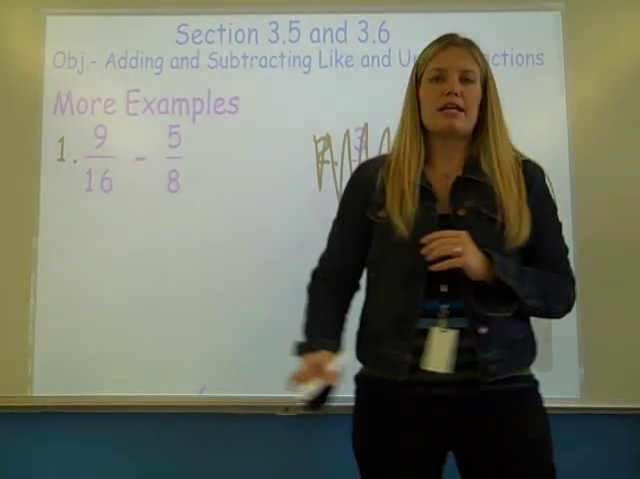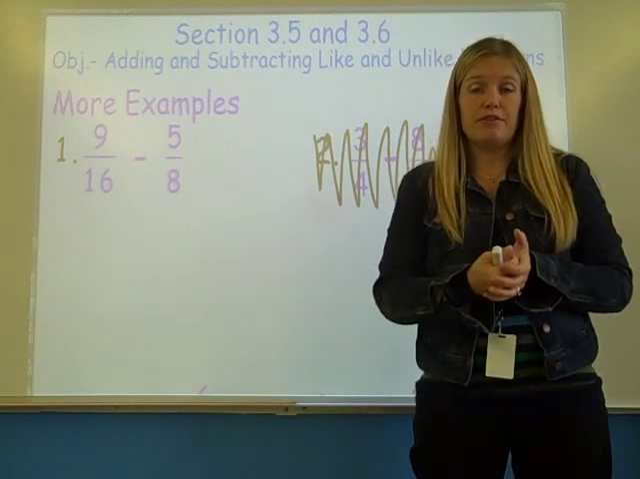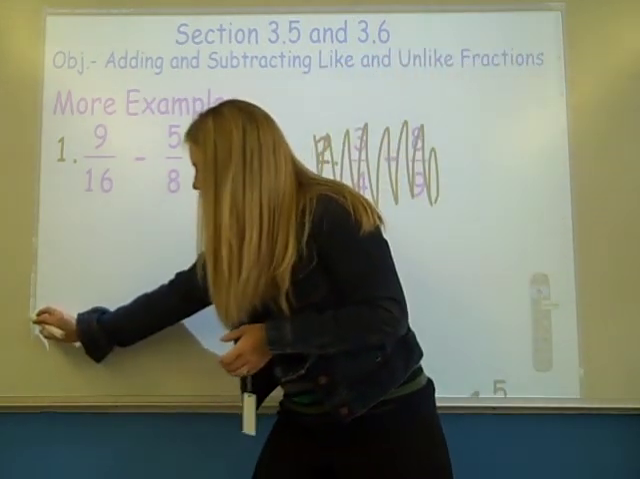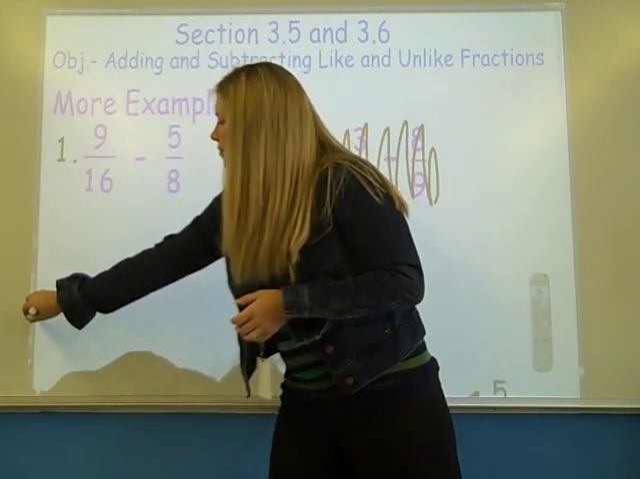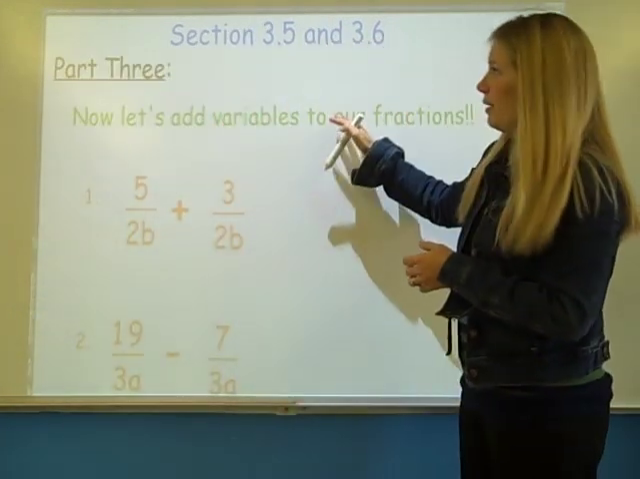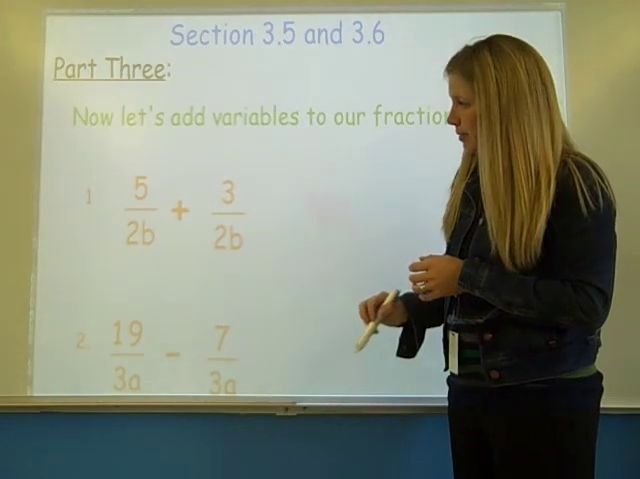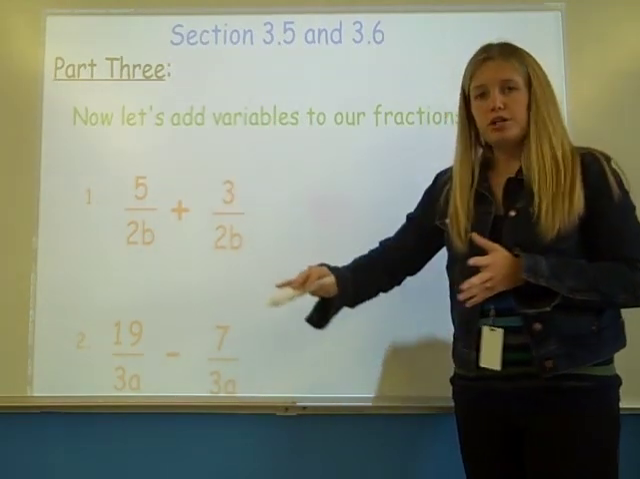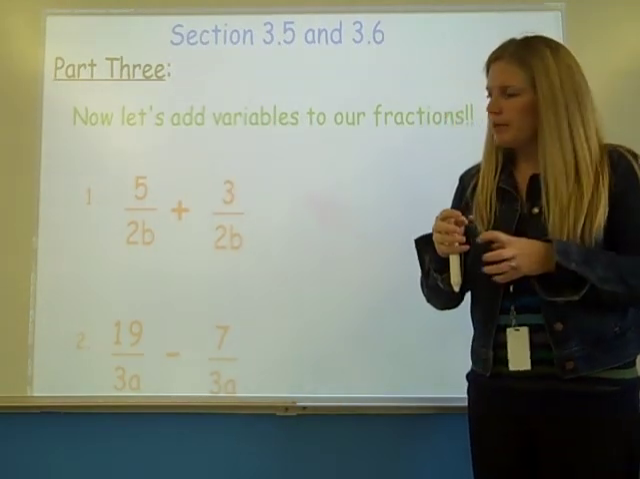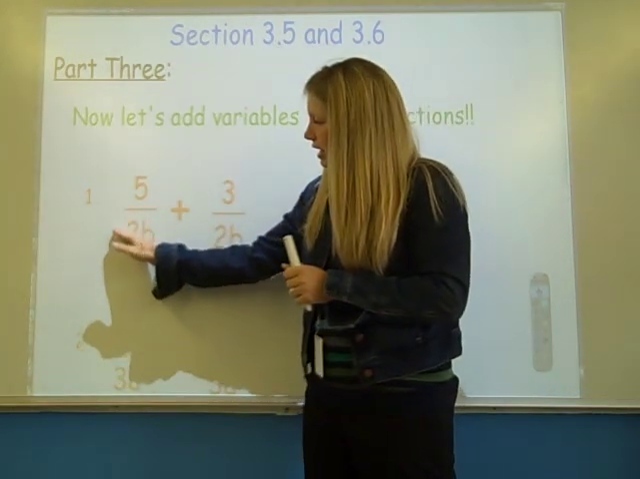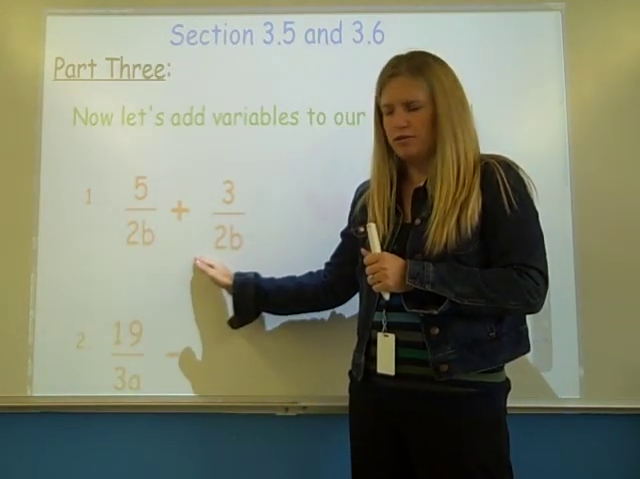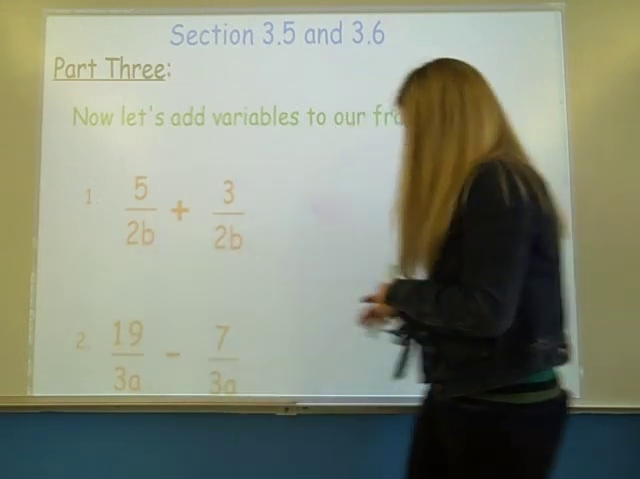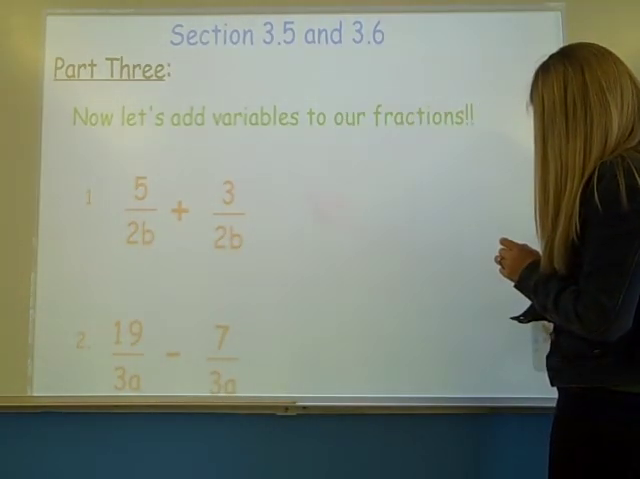Last thing, of course, now that we're in pre-algebra, I add variables to everything, so yes, I'm going to add some variables. Let me show you what they look like. Okay, so now adding variables. Part 3, adding variables. All you're going to do with these variables is going to be very simple. You're going to look, okay, the common denominator here, I'm going to give you common denominators for variables for right now, is 2b. So you're going to keep the 2b.